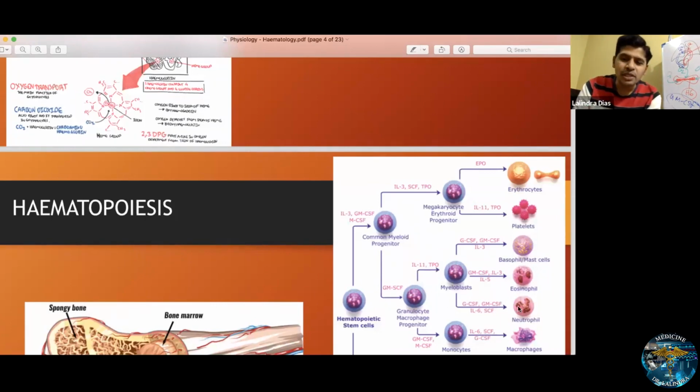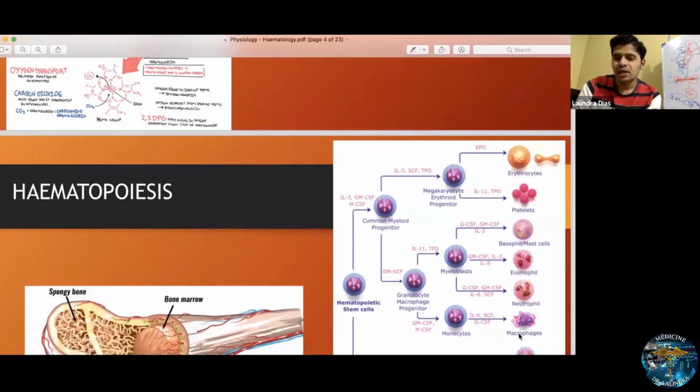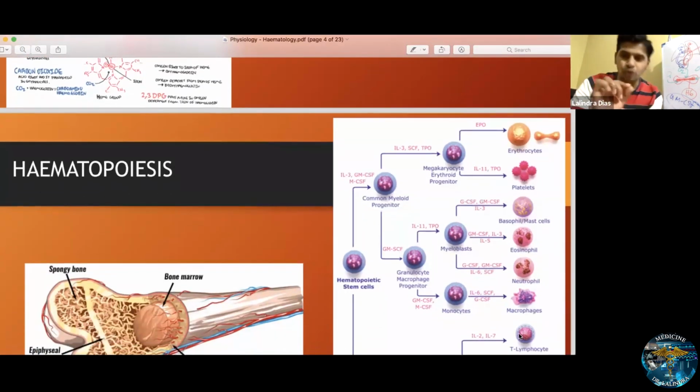What did I tell you about these three structures? These three cells, they have granules inside them. So we call them granulocytes. Granulocytes. They have granules inside them. And what is the main cell type? Neutrophils.